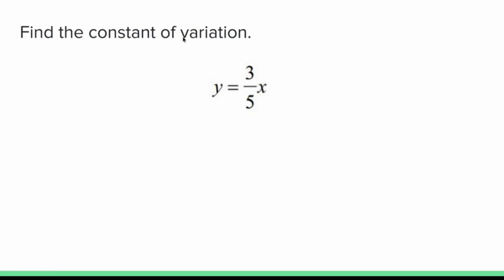Find the constant of variation. Well, this is direct variation, which is in the form y equals kx. The constant of variation is the k. So in this case, k is 3/5, which means the constant of variation is 3/5.